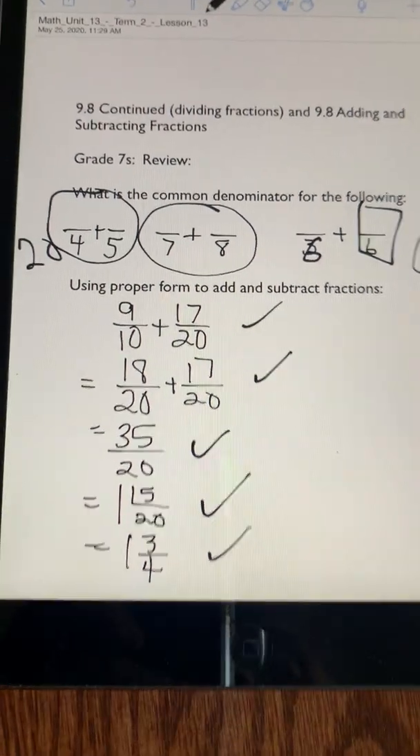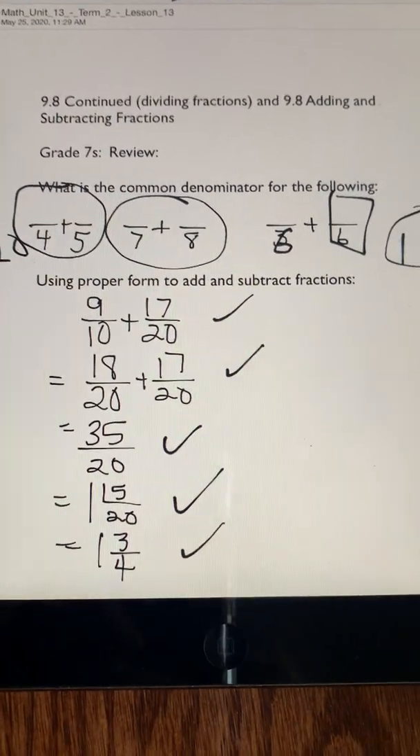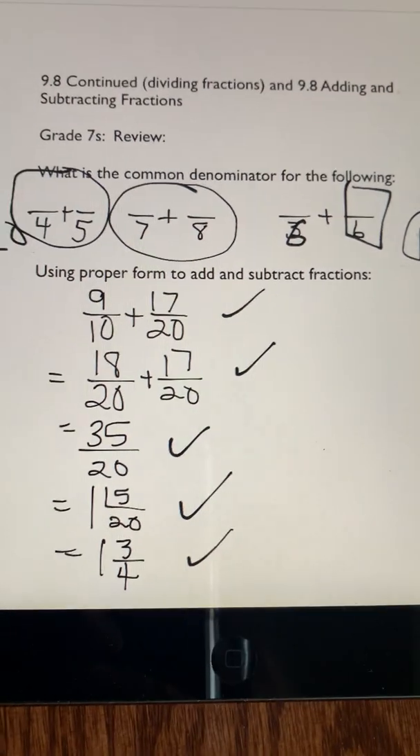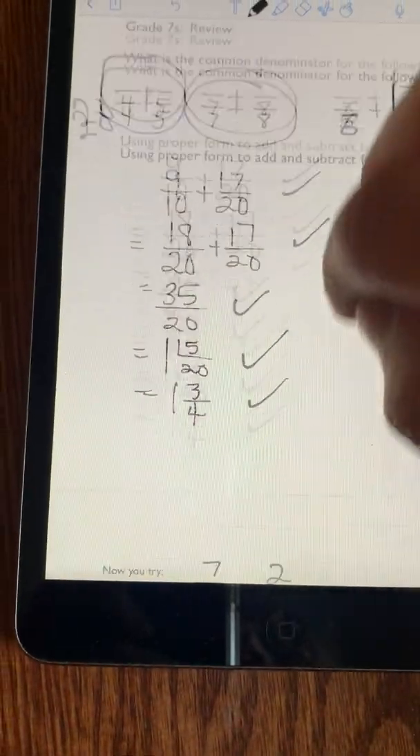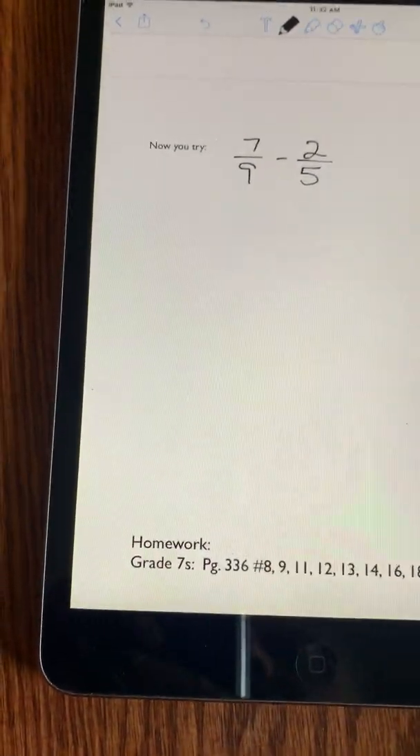Okay? So there's a bunch of marks to get in here. This is all proper form. It's getting you used to more complicated fraction work that you'll have to do in high school. Okay, we could do another one here if you really liked.